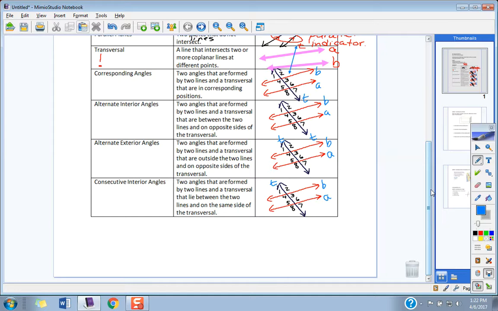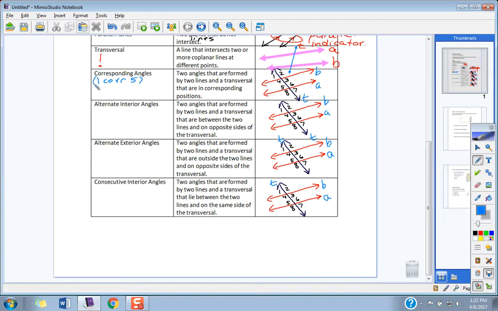So as an example right here, in reference to line B, where is angle 1? Top left, top right, bottom left, or bottom right? Top left. In reference to line A, which number is top left? 5, 6, 7, or 8? 5. So what I say here is this: I would say angle 1 corresponds to angle 5.